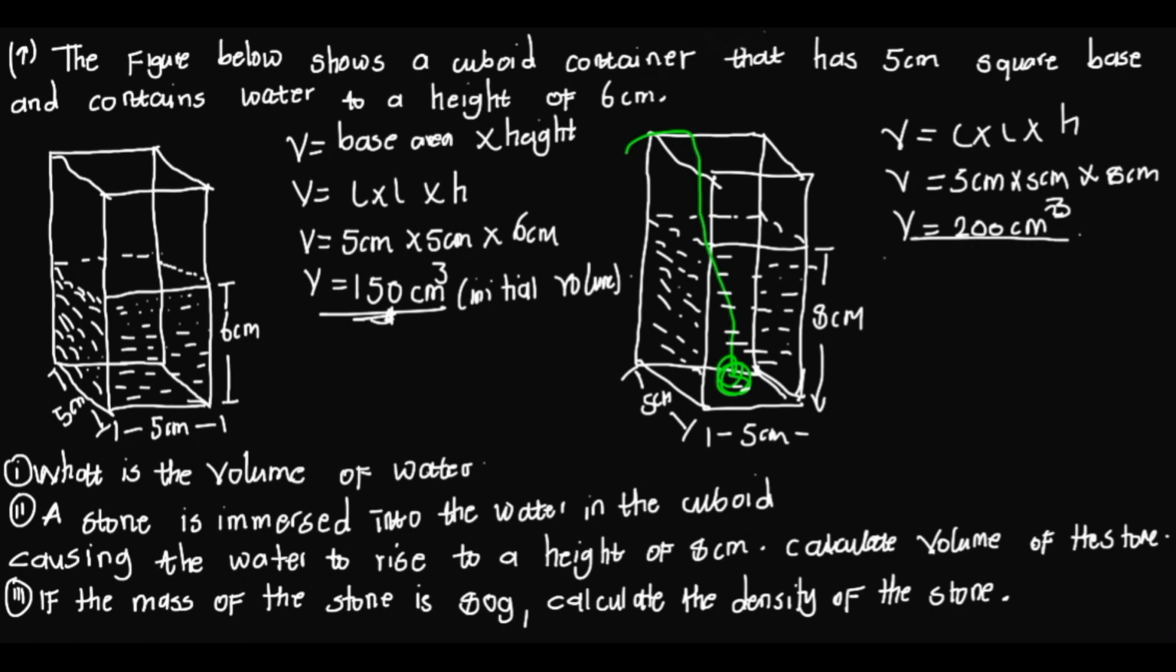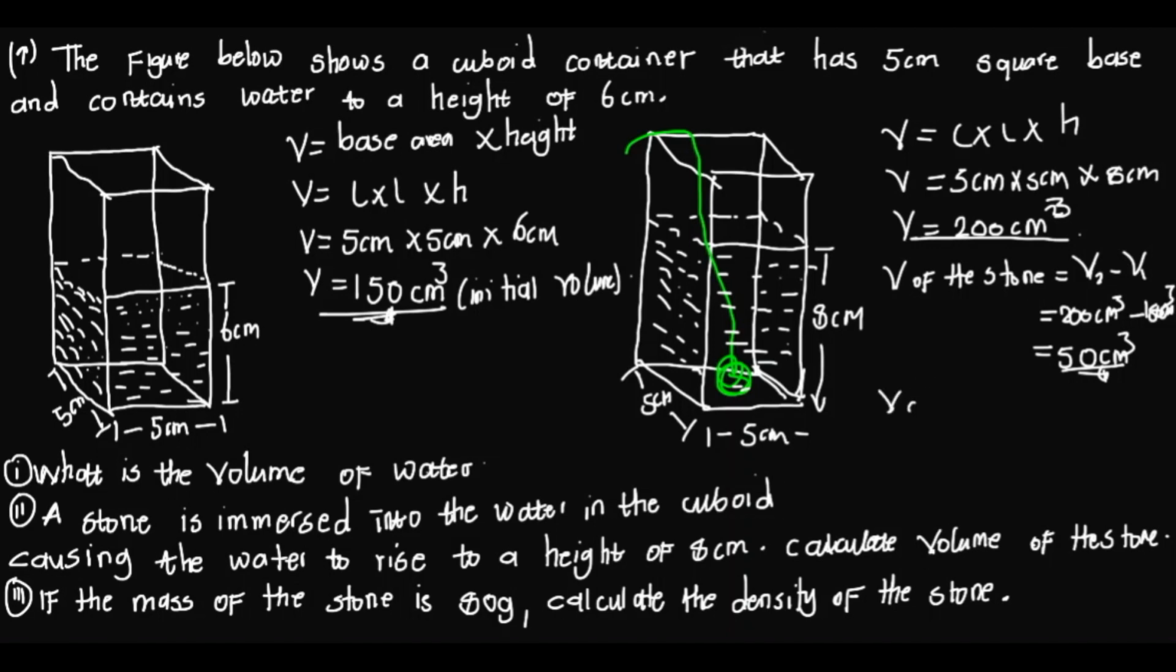Now we need to find the difference between the two volumes. So therefore the volume of the stone is equal to the final volume, volume 2, minus volume 1. So volume 2 is 200 cubic centimeters minus volume 1, which is 150 cubic centimeters. 200 minus 150, we get 50 cubic centimeters. Then the other way, we can also find the volume of this stone.